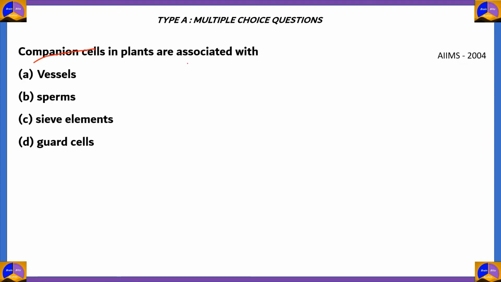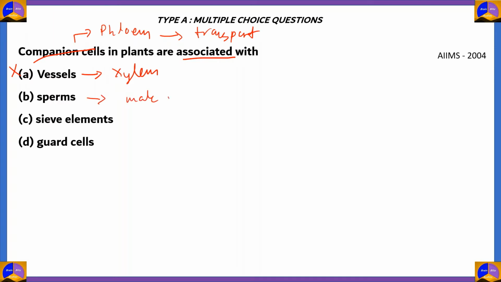Companion cells in plants are associated with A, vessels, B, sperms, C, sieve elements, and D, guard cells. So let's look at companion cells. These are found in the phloem, and they are used for transport. Let's look at each of our options. Vessels are found in xylem, while companion cells are found in phloem, so these cannot be associated. Option A is incorrect.